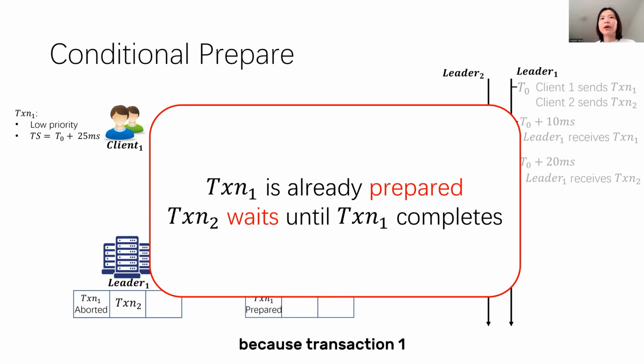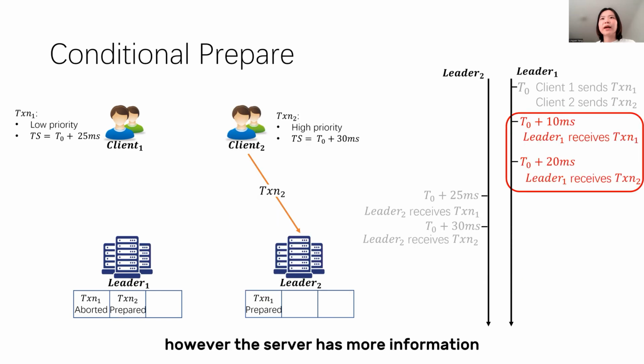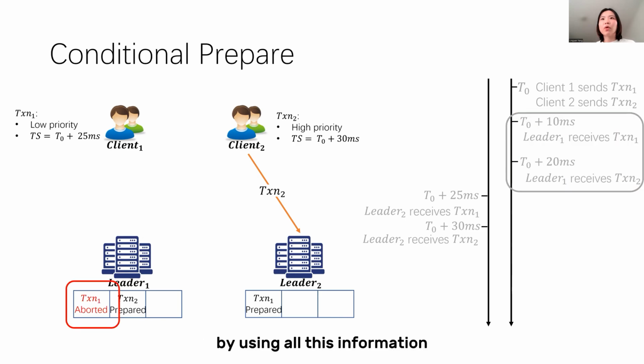It may take some time because transaction 1 may need a couple of round trips. However, the server has more information. Specifically, it knows the keys that transaction 1 and transaction 2 touch, and the arrival times at all the partitions. In this example, it knows transaction 1 arrives at leader 1 at T0, and transaction 2 arrived at T0 plus 20 milliseconds. By using all this information, leader 2 can guess that it is very likely that leader 1 has already aborted the transaction 1.